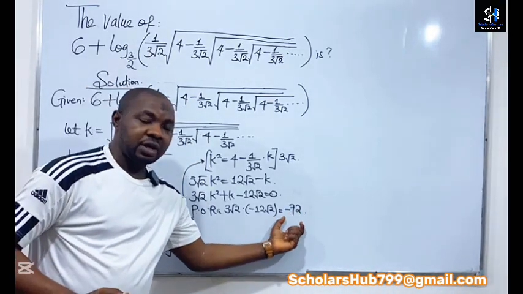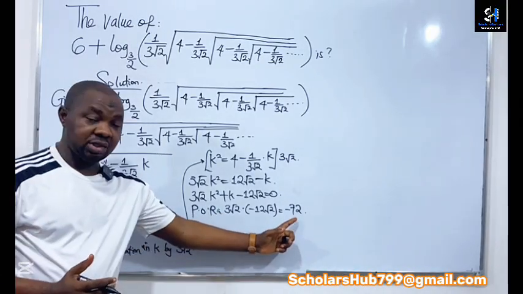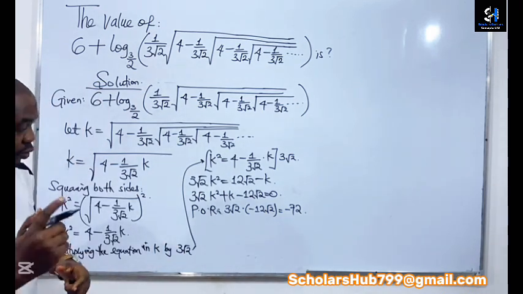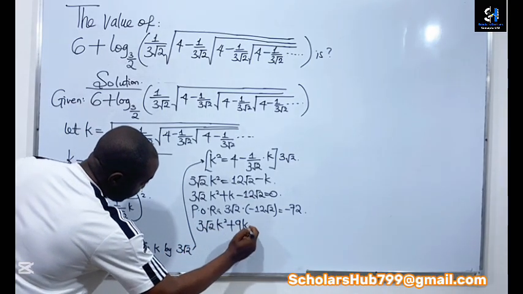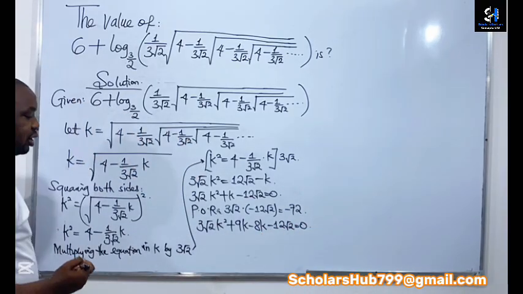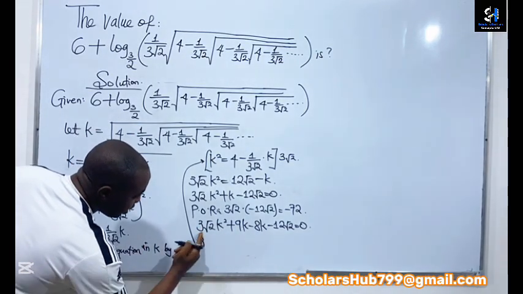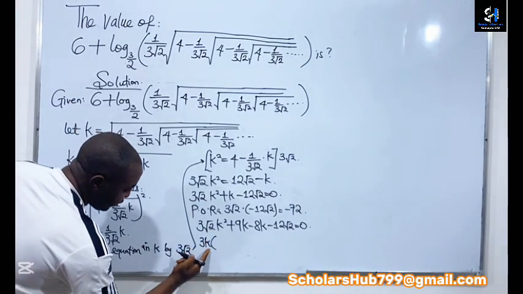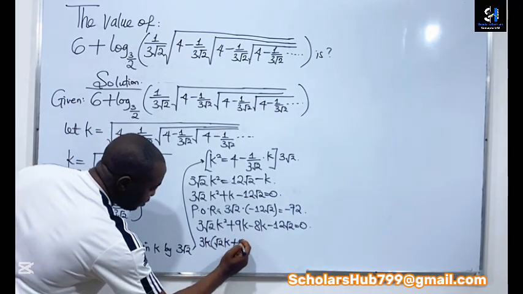So we need two factors of 72 that when multiplied together will give us negative 72, and when added together will give us plus 1. That will be 9 and 8. So this is 3 root 2 k squared plus 9k minus 8k minus 12 root 2 equals 0. Then let's factor out the common factor. In this case, 3k is common, because 3 root 2 k squared divided by 3k is root 2 k, plus 9k divided by 3k is plus 3.